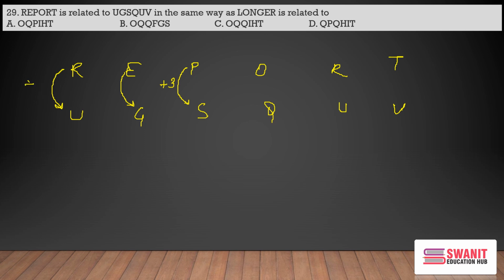So this was +3. So the third element is U. Over here it is +2. Similarly, O to Q: L, M, N, O, P, Q. So it is again +2. So I have found the sequence. It should be +2, +3, +2, +3. To find that out, the question says, in the same way, longer is related to.